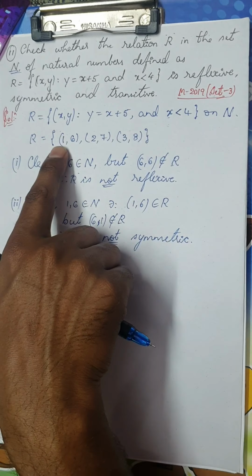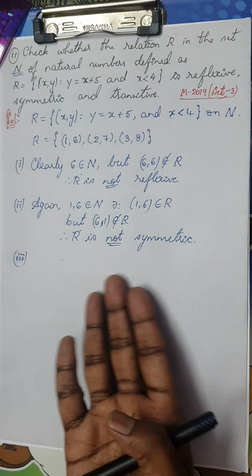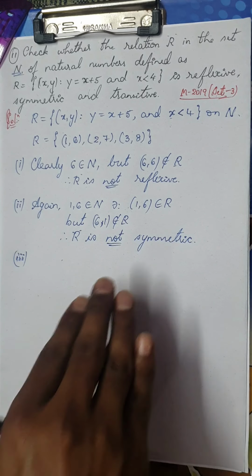The same logic is taken here, because I cannot take any two pairs. I cannot prove it is not transitive. When I cannot prove it is not transitive, I have to accept it is transitive.